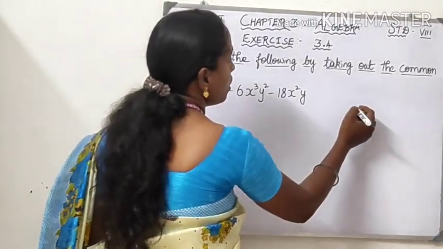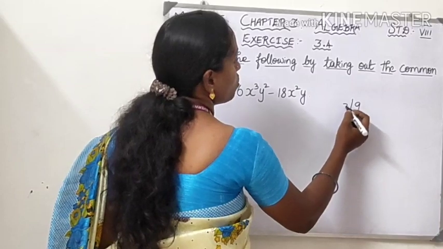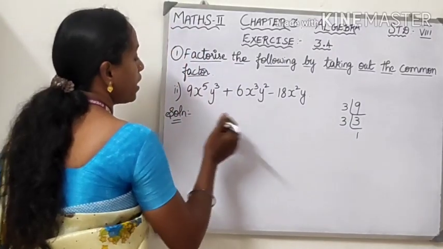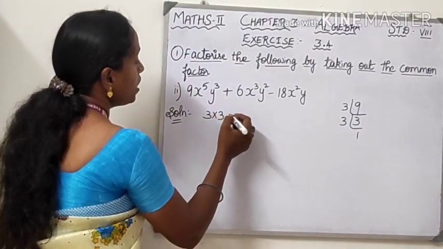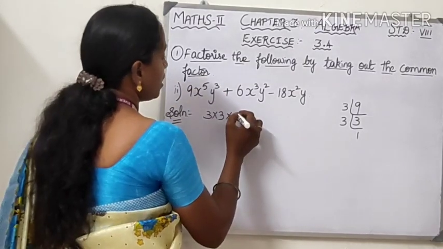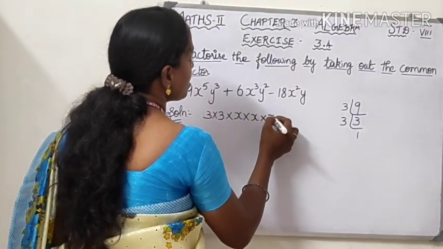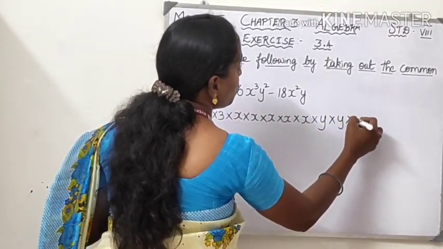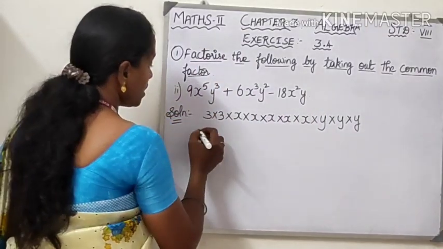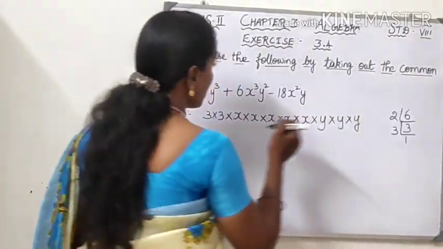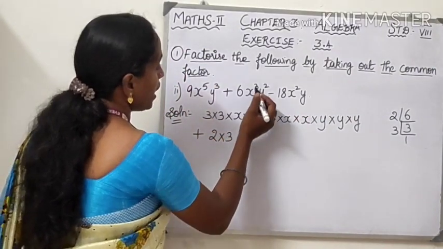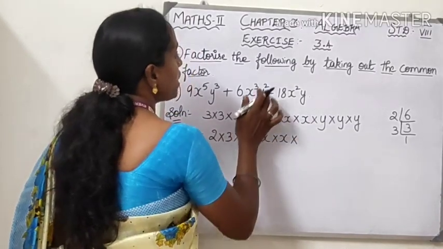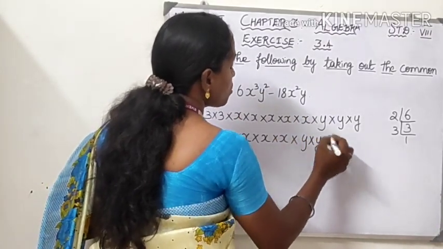So first find out the factors for 9. So 3 3s are 9, then 3 1s are 3. So what are the factors for 9? You can write that as 3 into 3 into x power 5, which can be written in the form x into x into x into x into x. Y power 3 can be written y into y into y. Then in the second term it is plus 6. What are the factors? It is 2 into 3. X power 3 can be written in the form x into x into x, y square can be written y into y.